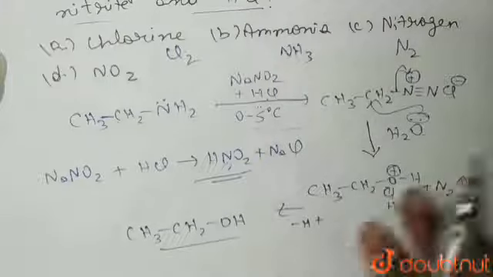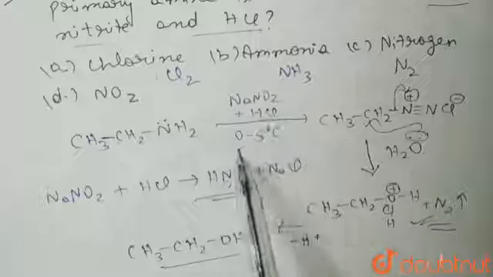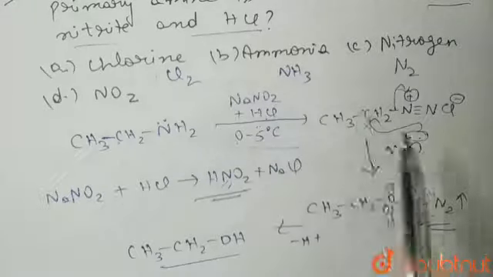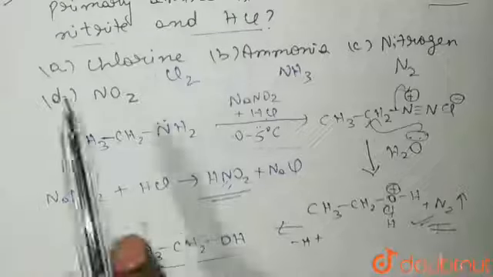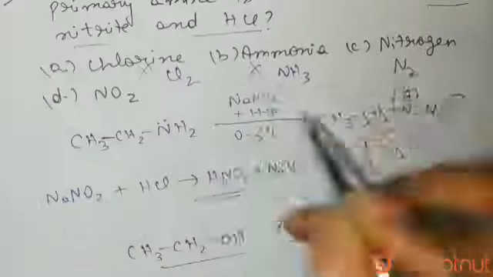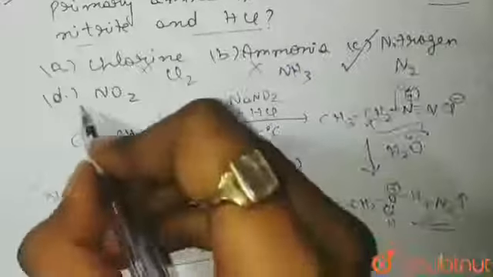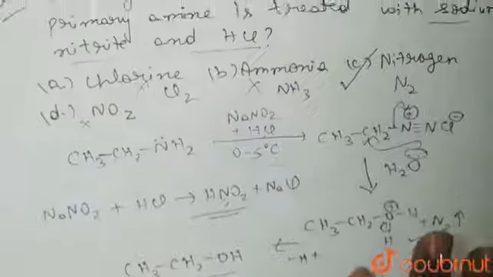So in this process, whenever we treat primary amines with NaNO2 and HCl at 0 to 5 degrees Celsius, which gas is evolving? N2 gas, that is nitrogen gas, is evolving. So your options: chlorine is incorrect, ammonia is incorrect, nitrogen is correct, and NO2 is incorrect. So thus your option C is the right answer.